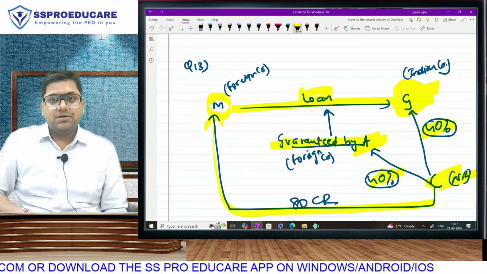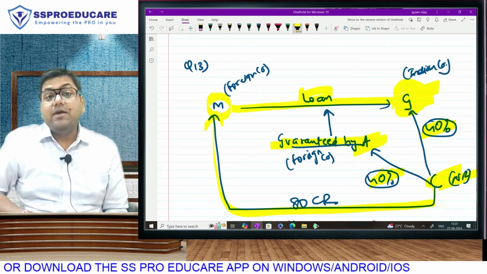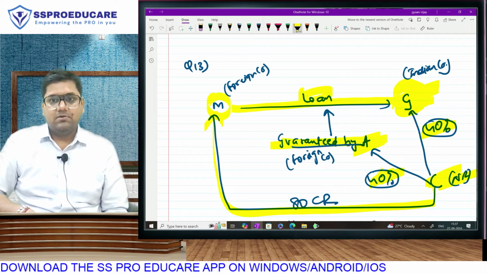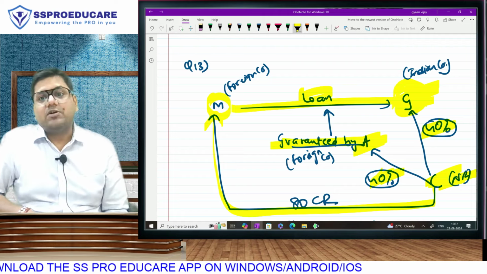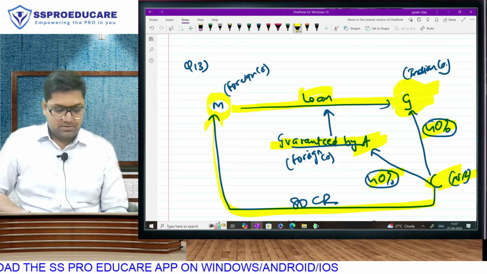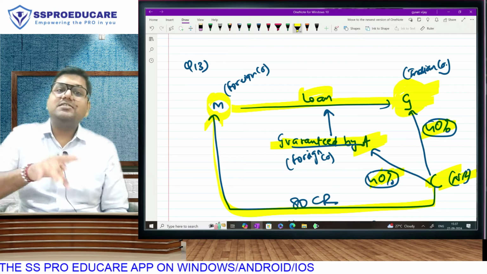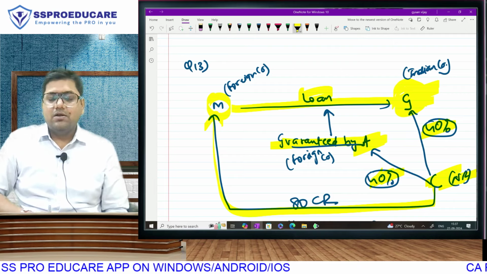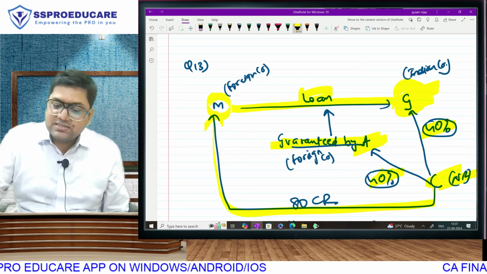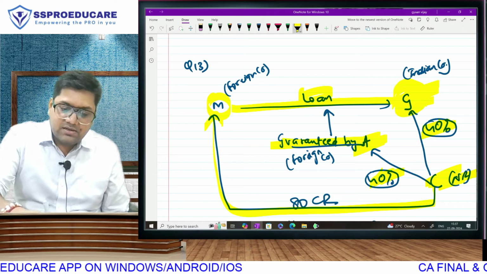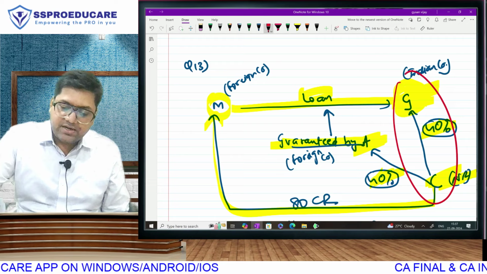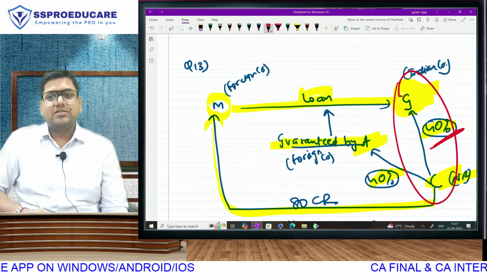M is giving a loan to G. A is giving a guarantee of that loan. C is holding 40% in A and G. And C is giving 80 crore to A. First question: are C and G associated enterprises? Very clearly, 40%, 26% or more.